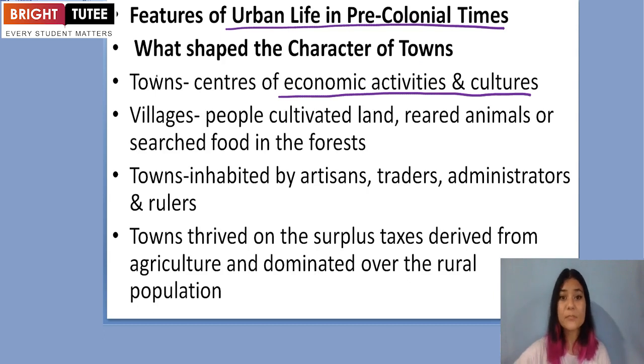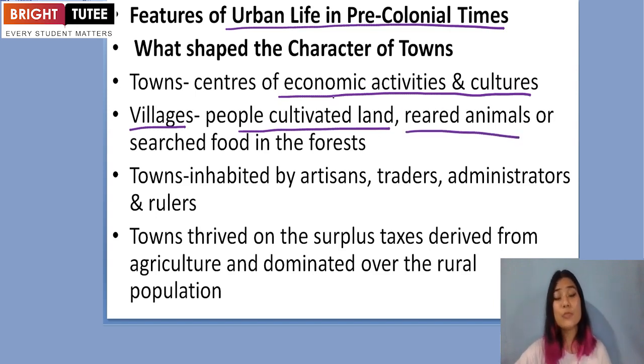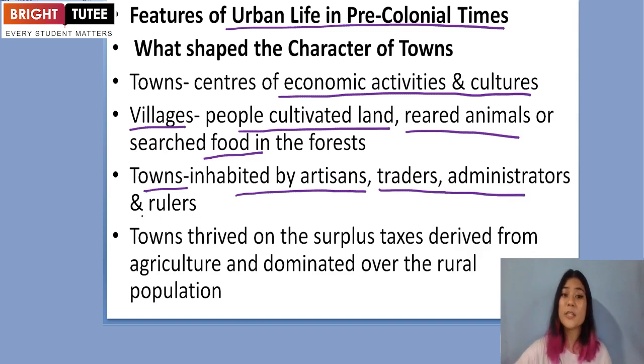Now in the villages, people cultivated the land. They worked in the lands, they grew crops, they reared animals, and they also used the forest for collecting their food. The towns were inhabited by artisans. They were inhabited by traders, administrators, the nobility, and the rulers.